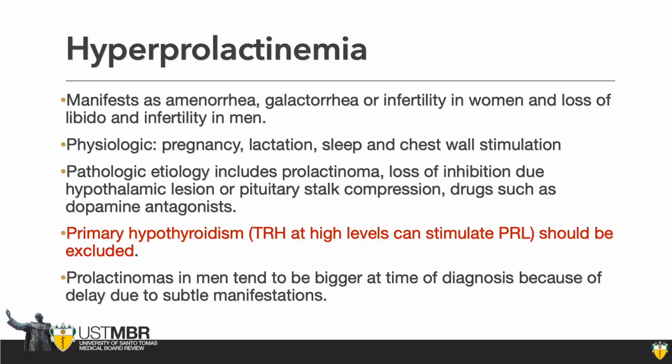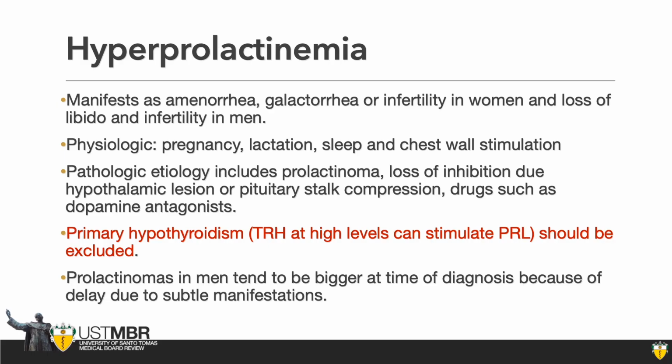So let's talk about hyperprolactinemia. Too much prolactin shuts down the GnRH. Therefore, in women, there could be amenorrhea, galactorrhea because it induces breast tissue, and infertility. In men, there could be lost libido and infertility.